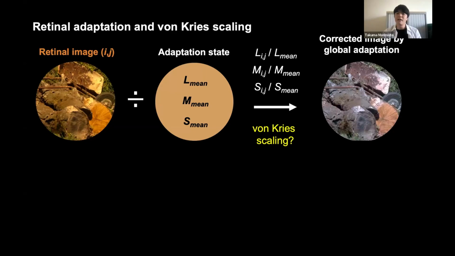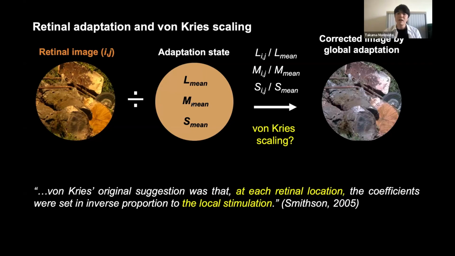But von Kries's original suggestion was actually that these gains for each cone class should be determined locally. And I think this makes more sense as a mechanism at the photoreceptor level, because it's not clear how an individual cone can adapt to mean color like this.